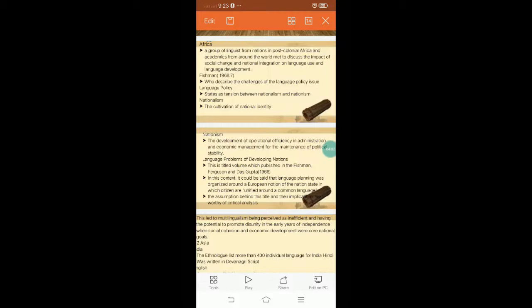In this context, it could be said that language planning was organized around a European notion of the nation state in which citizens are unified around a common language.